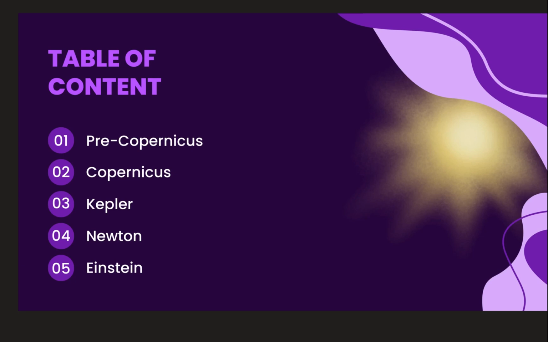Looking at the table of contents, we're going to start with the pre-Copernicus models of planetary motion. This would be when the Earth was thought of as being the center of the solar system, a geocentric model. Then we'll look at Copernicus, who introduced publicly the heliocentric model of a solar system. Then we'll move on to Kepler's laws of motion, Newton's law of universal gravitation, and then finally we'll look at Einstein's theory of general relativity and how it explains how gravity works.